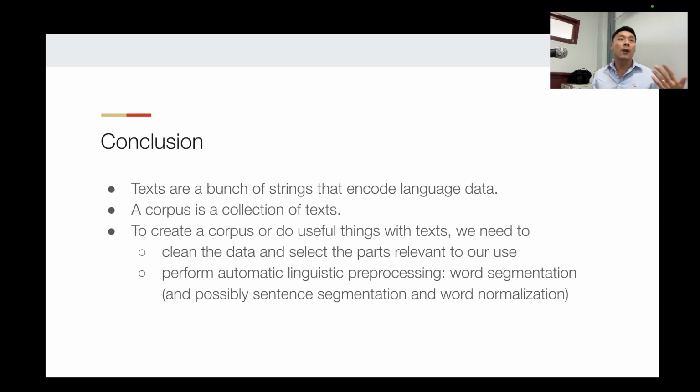And a corpus is a collection of texts that are created in a specific way, using specific sources, specific authors, or a time era, or certain domain, okay? That's called a corpus. And to create a corpus, or to do useful things with text, we have to clean the data before we put it together and select just the parts that we want. Strip off the HTML tags, strip off hashtags, and other dirty things that are in the data. And then we usually perform automatic linguistic pre-processing, which is usually just word segmentation, right?